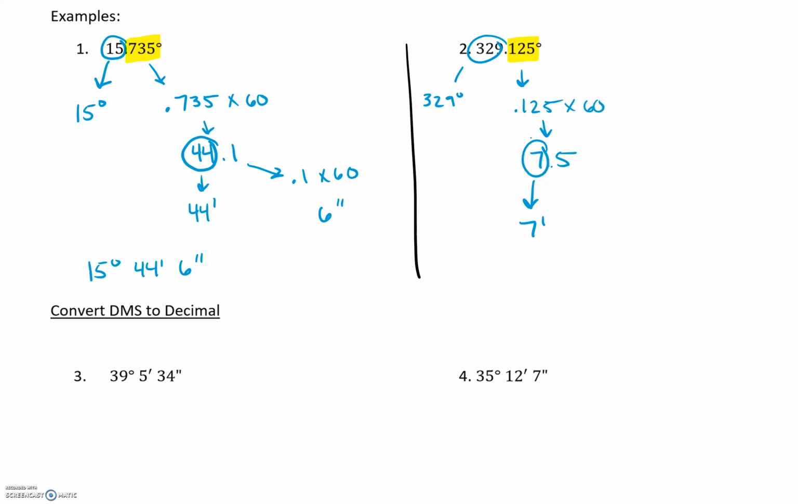Now I'm going to take that 0.5, and again, because there's 60 seconds in a minute, I'm going to multiply it by 60. So 0.5 times 60 is going to be 30. So that ends up being my seconds. If I combine it in one line, it's going to be 329 degrees, 7 minutes, and 30 seconds. So that's how we convert decimals to DMS form.